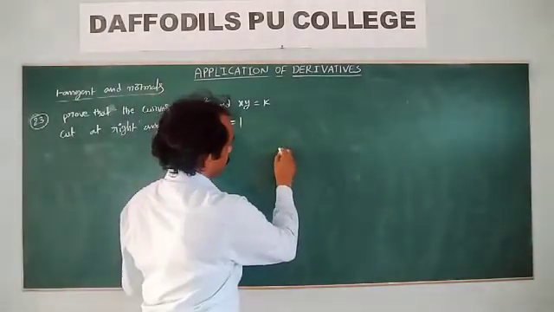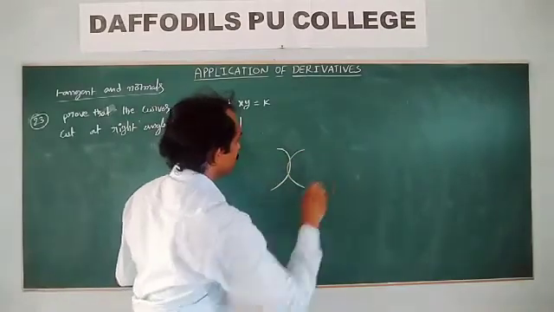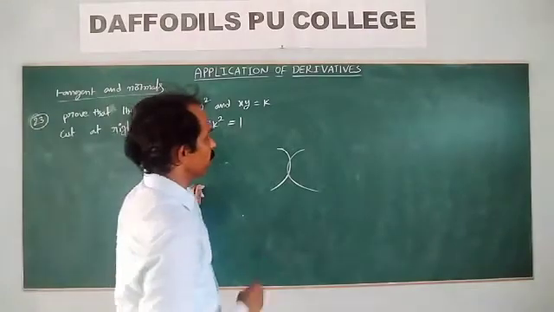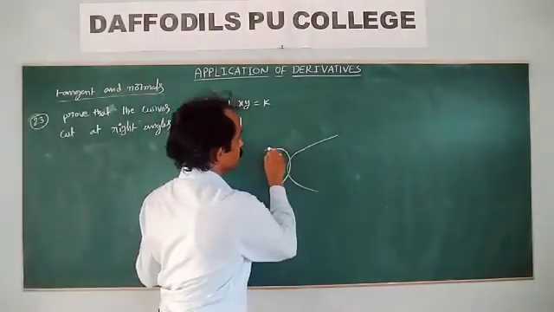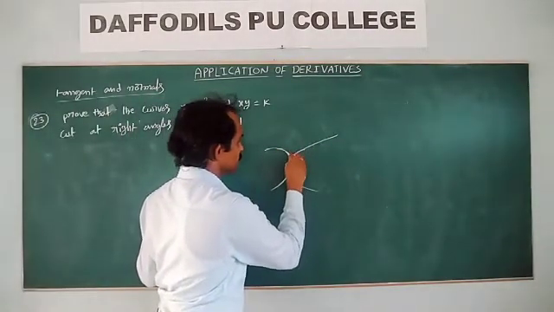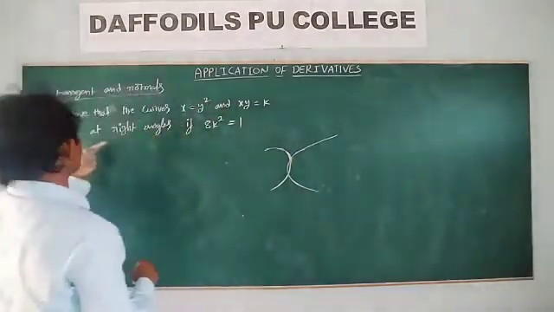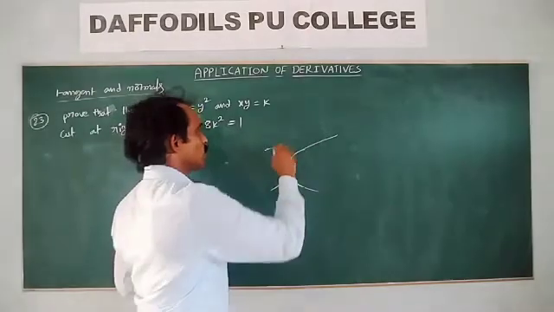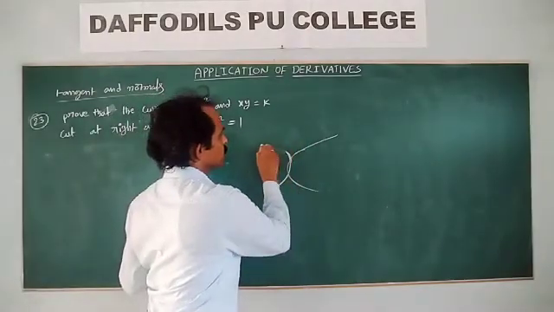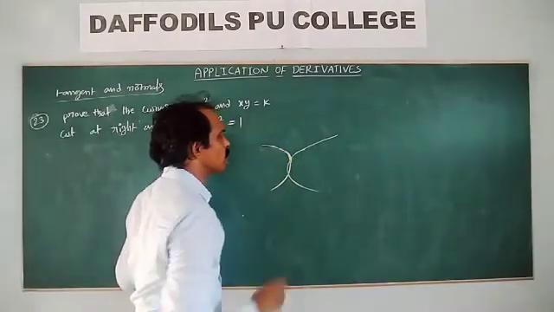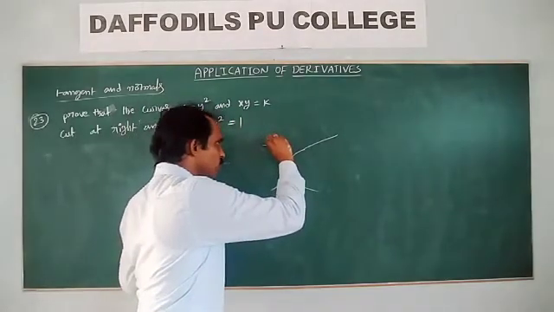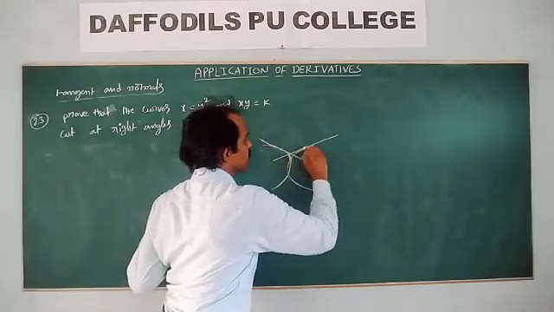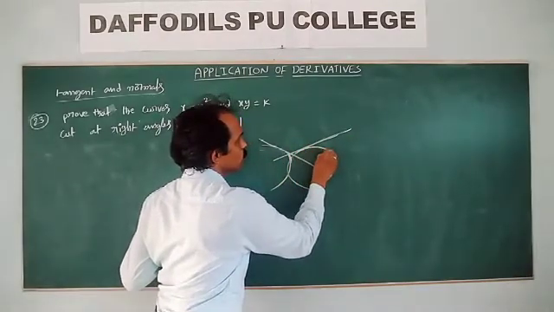Suppose two curves intersect. What is given? They intersect at right angle. Right angle means they cut orthogonally. Orthogonal means the angle between the two curves. What is the meaning of the angle between two curves? It is nothing but the angle between the two tangents. Suppose this is the tangent of the first curve and this is the tangent of the second curve, and they intersect here.